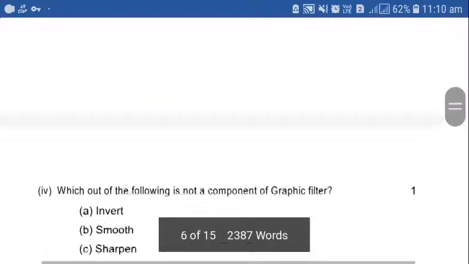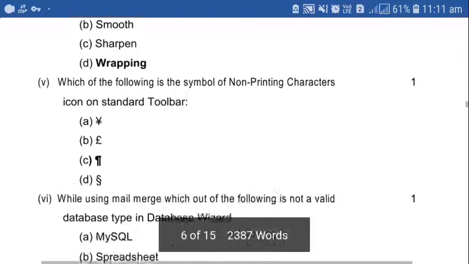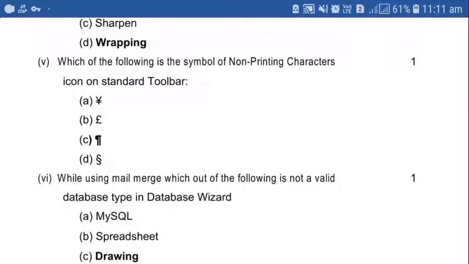Okay, now next is, which of the following is not a component of graphic filter? Filter means effect. So graphics effect. Number 1 is invert, smooth, sharpen, wrapping. So D, wrapping, is not a component of graphic filter. 5. Which of the following is the symbol of non-printing characters icon on a standard toolbar? So right answer is C.